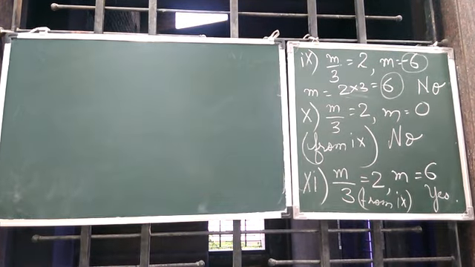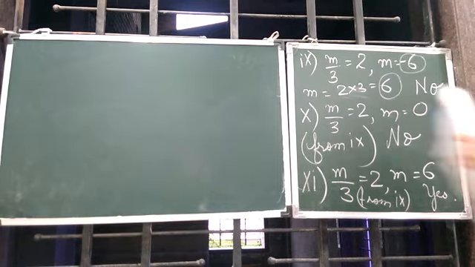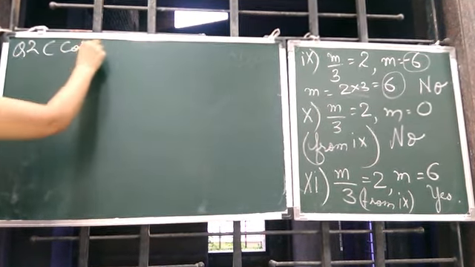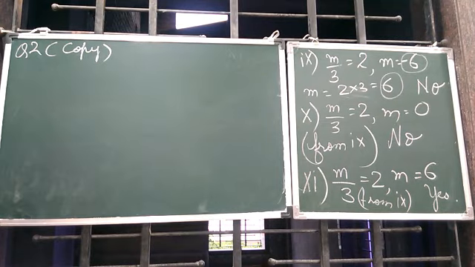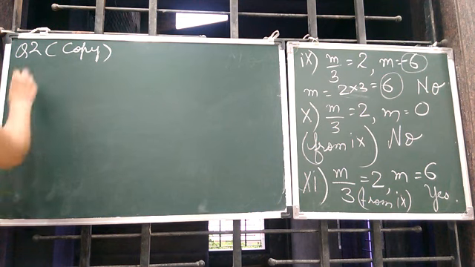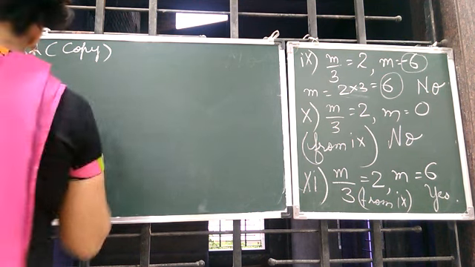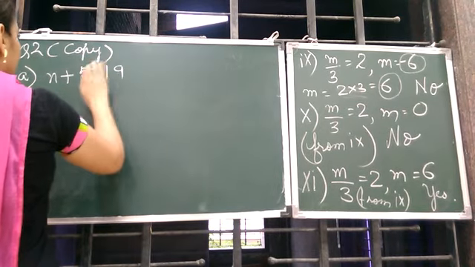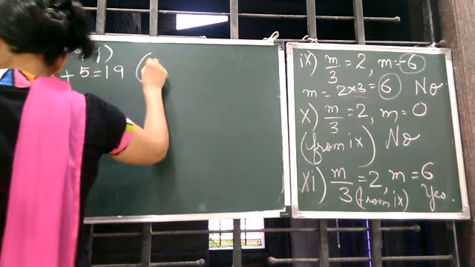Now we are starting with question number 2. Also in copy. Check whether the value given in the brackets is a solution to the given equation or not. So, A. This is the equation. This is the bracket.